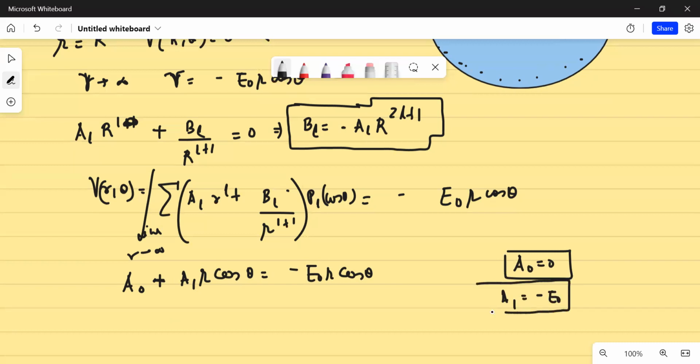Once you know your A1, you can also write your B1. So your B1 would be equal to what? Your B1 would be equal to minus A1 into R cube.